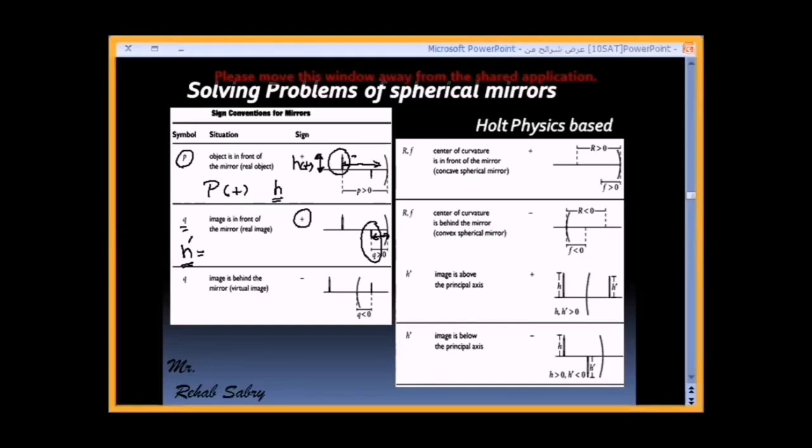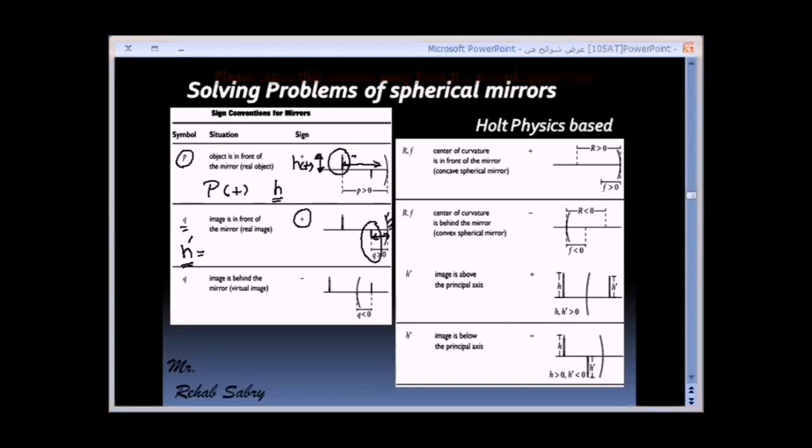Sometimes if it's virtual, it will be to the right side, so it will be negative. But now it's real, so it's in front of the mirror. This is the mirror. Sometimes the image is formed in front of the mirror, and other times behind the mirror. You got the idea, Fahad?